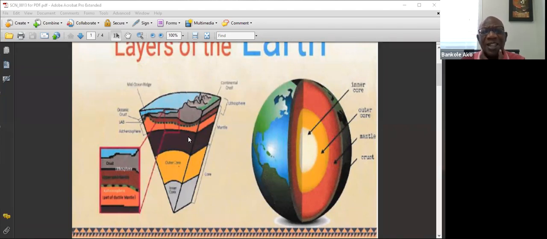The mantle again is divided into upper mantle. The upper mantle is mainly olivine, amphibolites, and peridotites. Don't mind those jargons. They are just basic rocks.